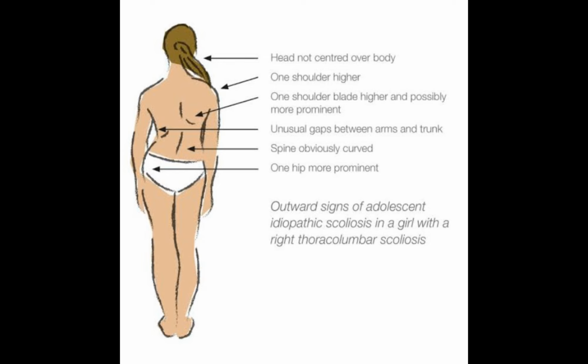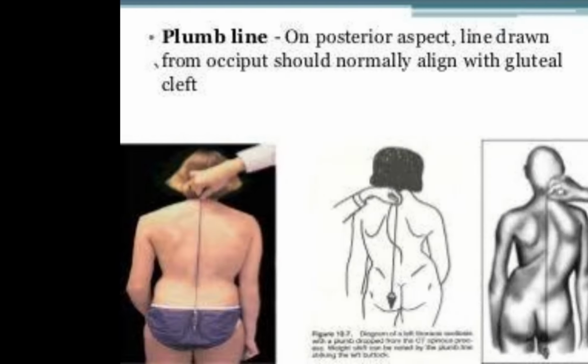Now again, the signs of idiopathic scoliosis in a girl. The head will not be centered over the body. One shoulder will be higher, one shoulder blade higher and possibly more prominent. An unusual gap will be there between the arm and trunk. The spine will be obviously curved and one hip will be more prominent. So, one hip more prominent, one scapula more prominent, spine curved, unusual gap, head not centered. These are all the signs of idiopathic scoliosis in an adolescent girl child.